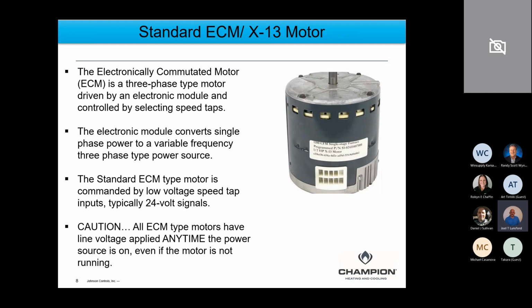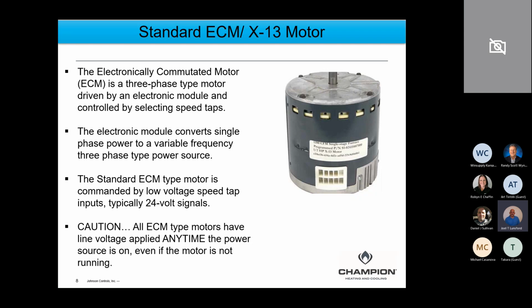Now, the electronic module itself actually converts single-phase power to a variable frequency 3-phase power source. What happens is that module on the back is going to take single-phase power, typically 208 or 230 volt, from the power source. It's going to convert it to a DC voltage, and then through the power electronics, it's going to switch that DC voltage into a modified variable frequency 3-phase power source.